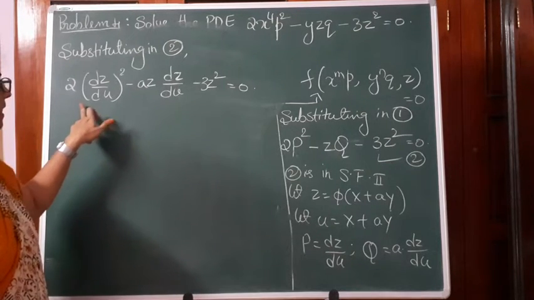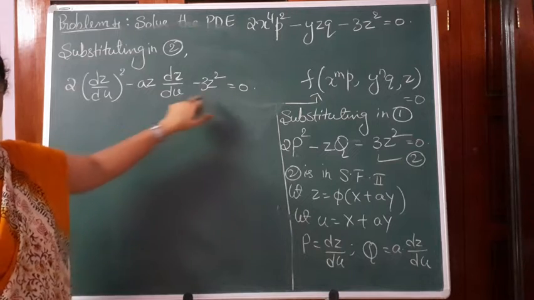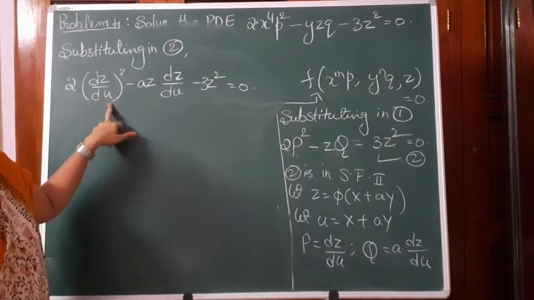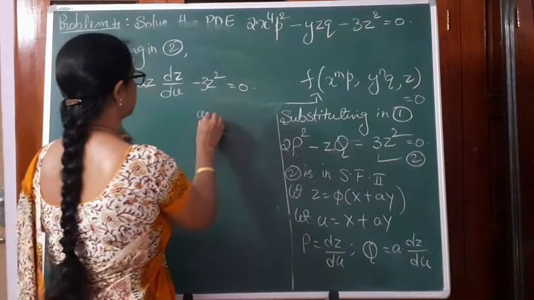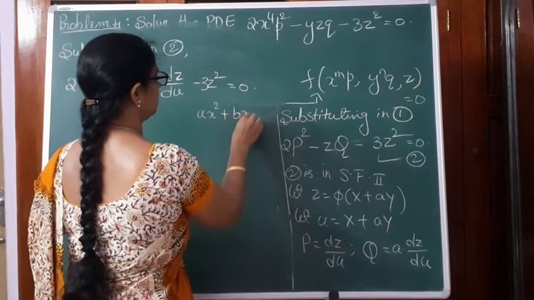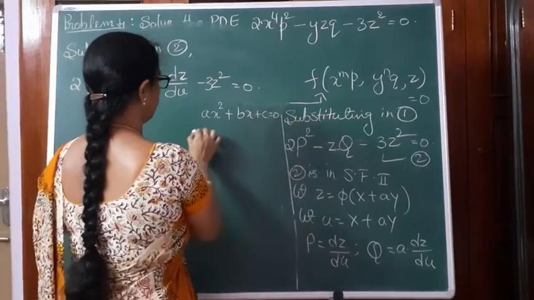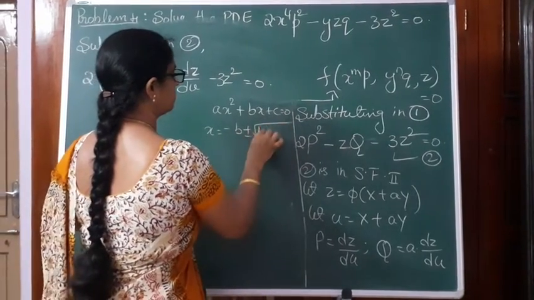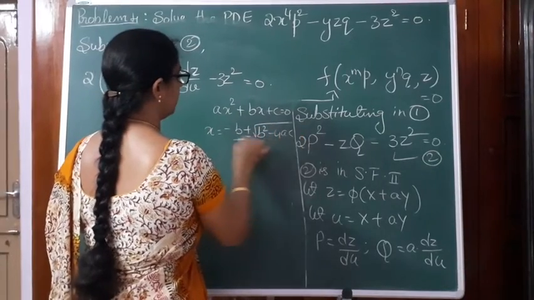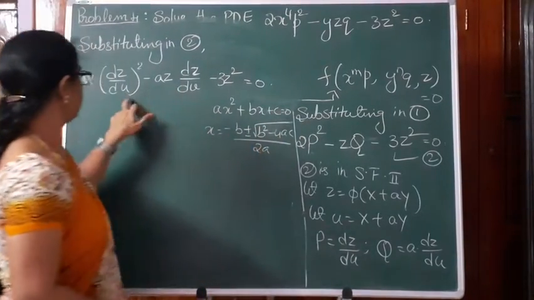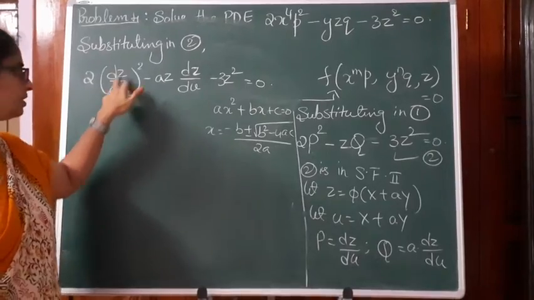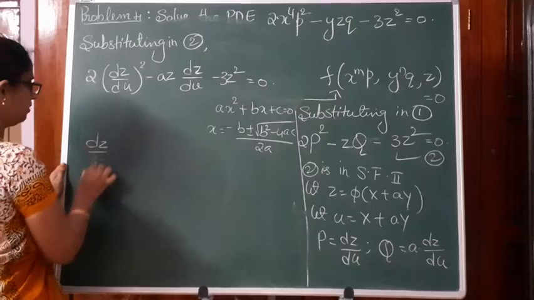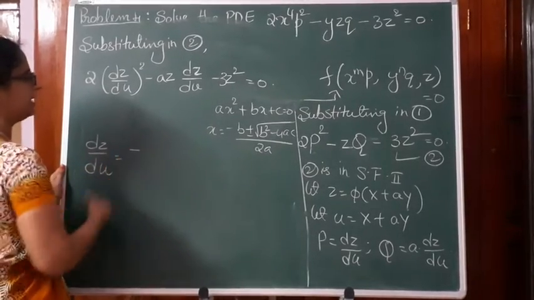Now how can we find dz by du from this? If you observe this equation, this is a quadratic equation in dz by du, like ax square plus bx plus c is equal to 0. How can we find the values of x from this? x is equal to minus b plus or minus root over b square minus 4ac by 2a. So similarly, because this is a quadratic equation in dz by du, how can we find dz by du from this? It is equal to minus b.